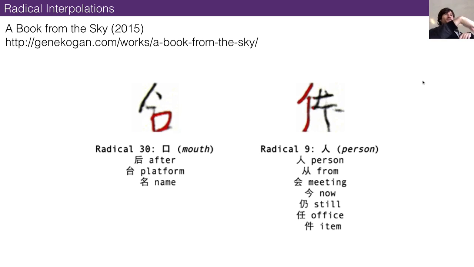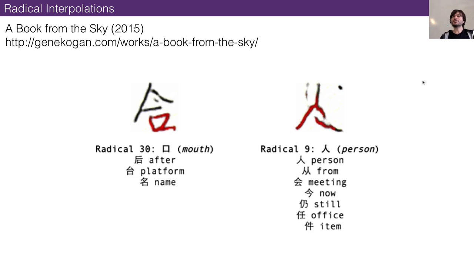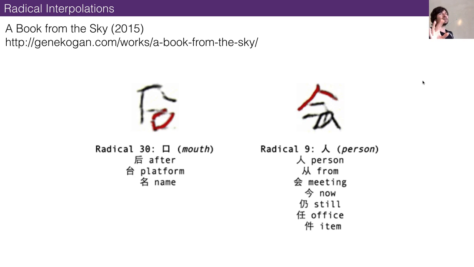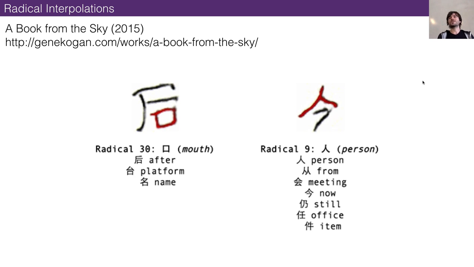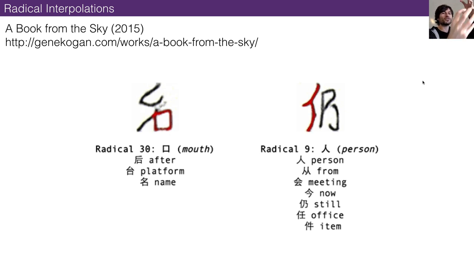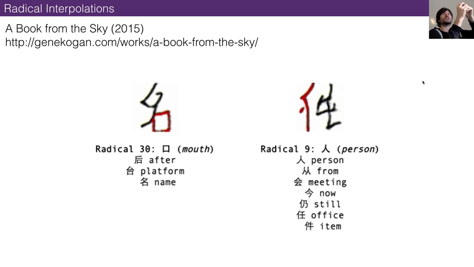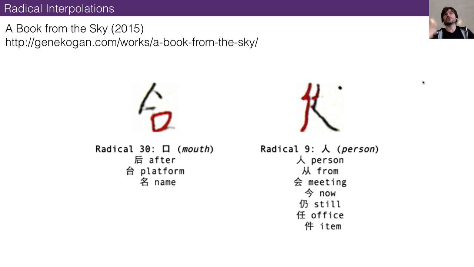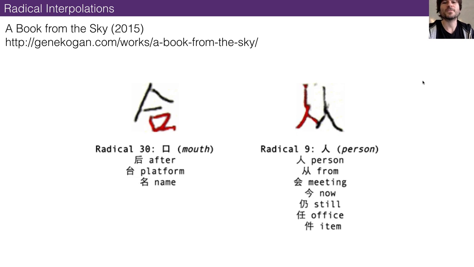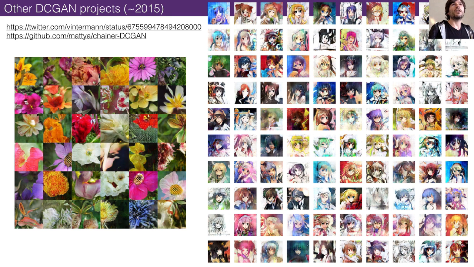The point is that the radicals are preserved through the interpolations sometimes. These are cherry-picked examples. It doesn't always happen. It doesn't always work. But in these cases, the radical, which I highlighted in red, is actually preserved through the interpolation. Anyway, that's a book from this guy.